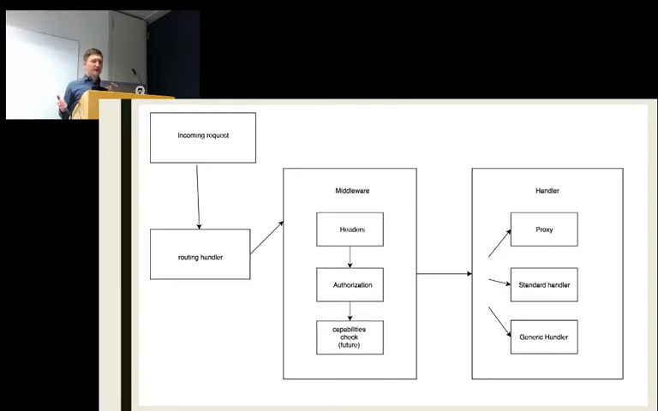A request comes in, hits a basic routing handler that we have, which then goes through the routes, finds a match, throws it through its middleware, and then hits the handler inside. This is just a basic diagram of that. So we're going to go look at how the routing works.